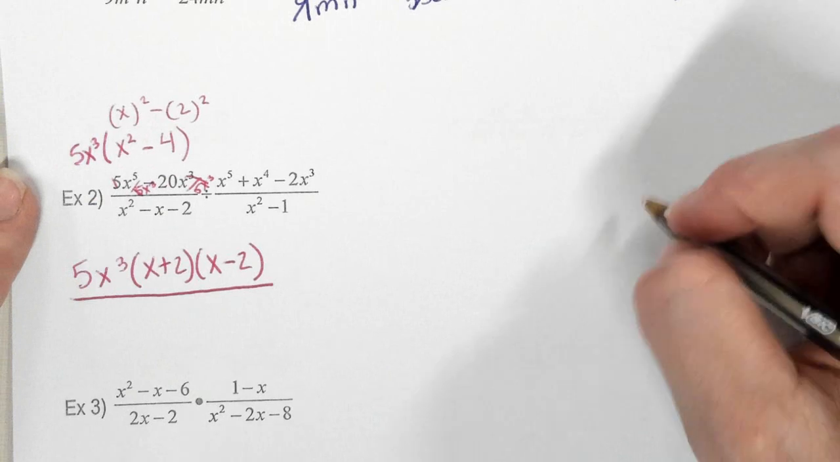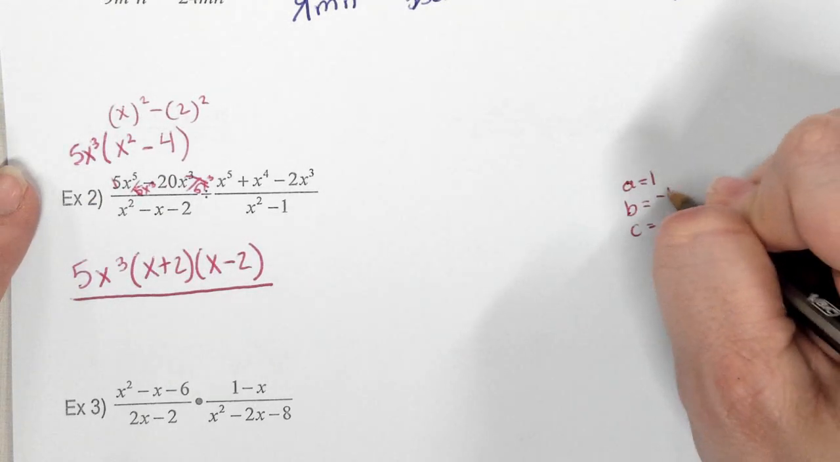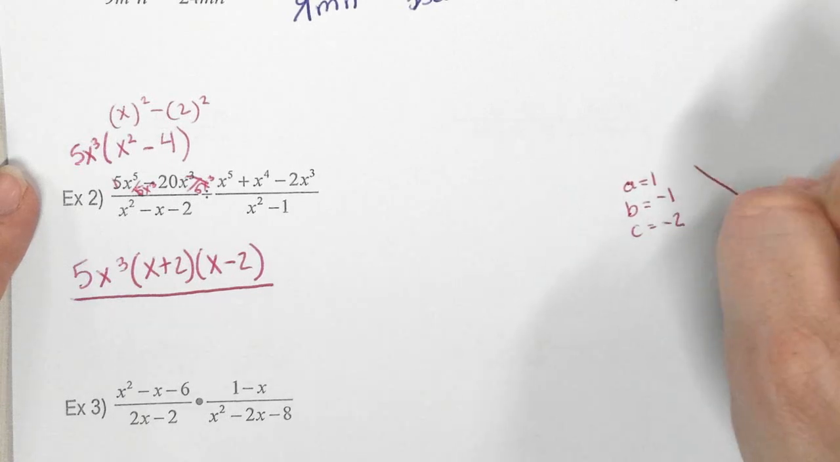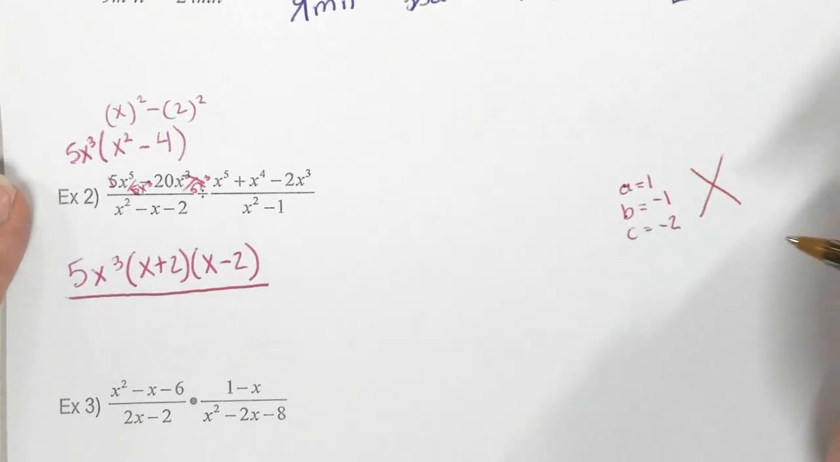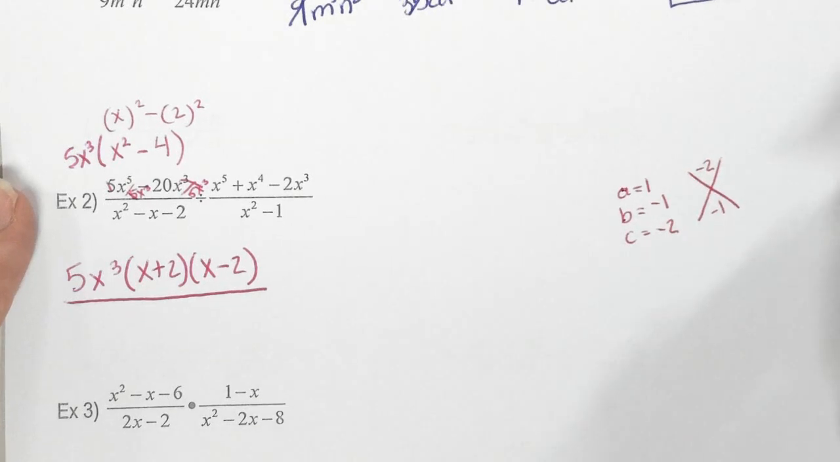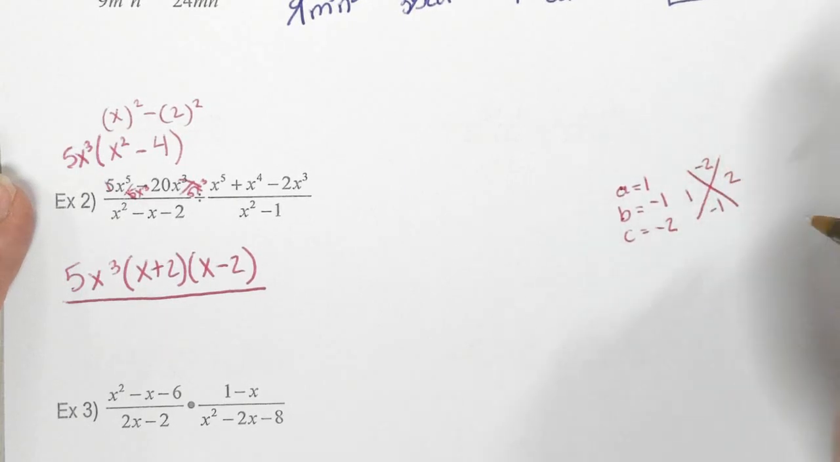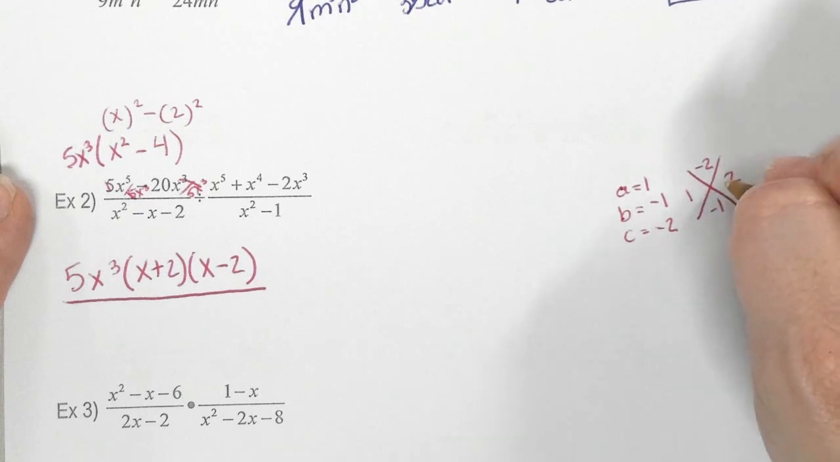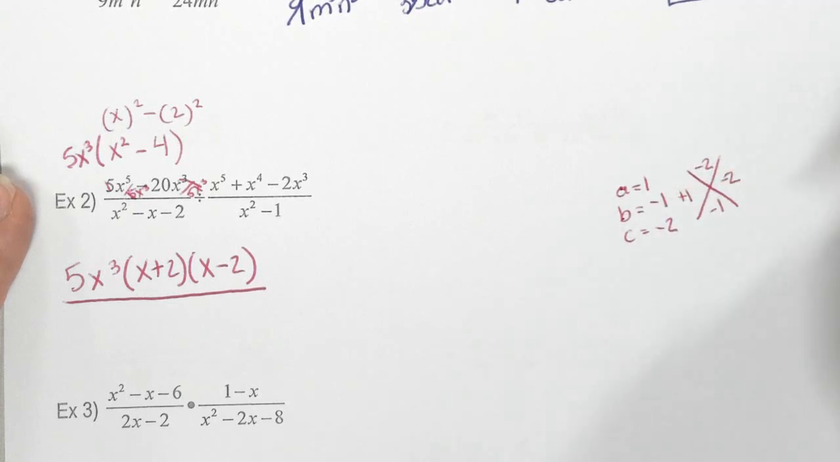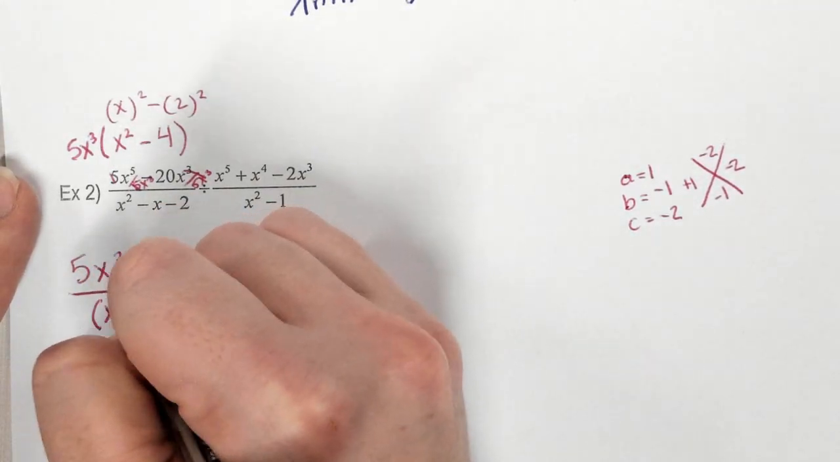Okay, so I have A, B, C. A is 1, B is negative 1, C is negative 2. A times C is negative 2, B is negative 1. Y'all, I want you to realize 2 is prime. The only thing that multiplies to give you 2 is 1 and 2, but one of them has to be negative. Which one's going to be negative to give me a negative 1? The 2. So the positive 1 and negative 2. So what does that give me for factors? x minus 2, x plus 1.